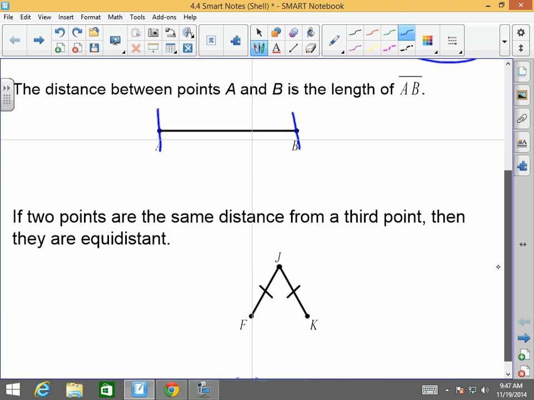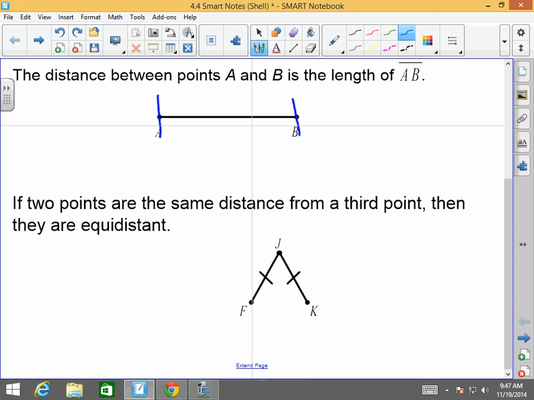Now, if 2 points are the same distance from a third point, then they are what's called equidistant. Think about the roots here. Equi comes from equality, equal. When they're equal distances, they're called equidistant.